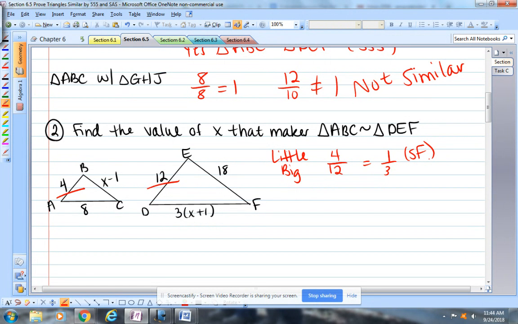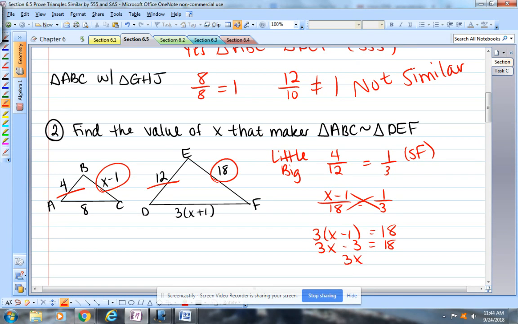So then you find something with an x in it so you can find the value of x. So this side right here has x minus 1, and it corresponds with this measure, 18. So if I'm doing little over big again, that would be x minus 1 over the side measure of 18, and set that equal to our scale factor. You could set that equal to 4 over 12, but since we already reduced the scale factor, it's a little bit simpler. Cross multiply. So I have 3 times x minus 1 equals 1 times 18, which is 18. Then we distribute. 3x minus 3 equals 18. Add 3, so 3x equals 21. And so x equals 7.